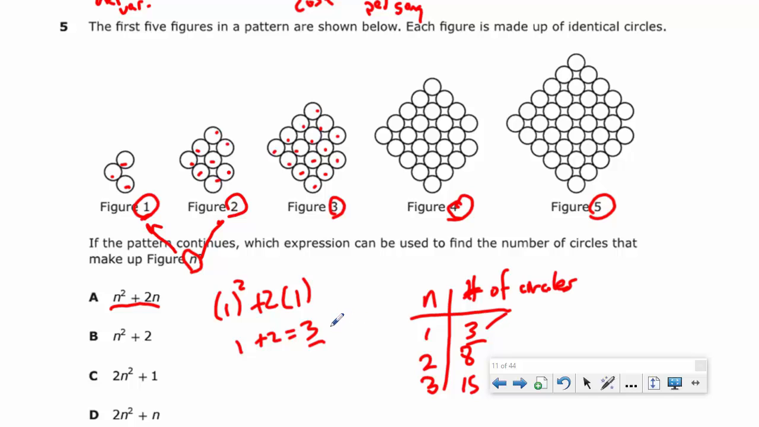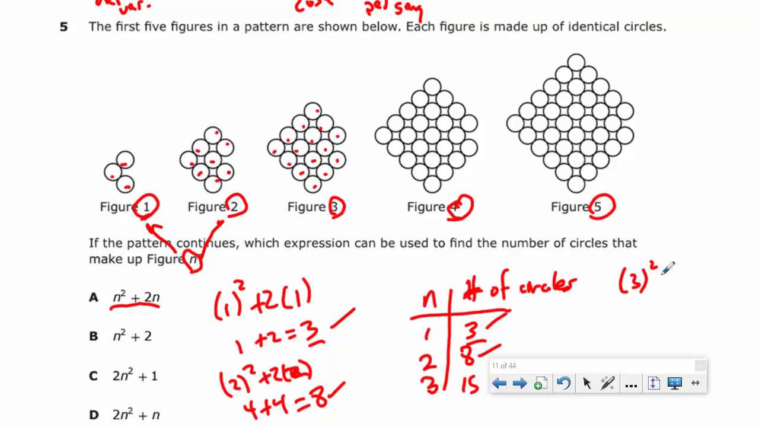Does this number match this number? The answer is sure. Now we're going to do this again. We're going to change this number to a 2. So 2 squared plus 2 times n. 2 squared is 4. What is n? n is 2, so this is 2 times 2. So 2 squared is 4 plus 2 times 2, which is also 4. 4 plus 4 is what? 8. Does this number match this one? The answer is yes. Let's try this one more time.